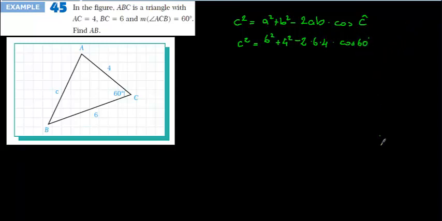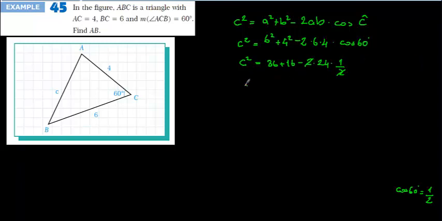Okay. What about cosine 60? What was the value for cosine 60? If you try to remember, it was equal to 1 over 2. If you count from up to down, 0 and 1, the second finger, and that's 60 degrees if you remember. c squared is equal to 6 squared, which is 36, plus 16 minus 2 times 6 times 4, which is 24, times 1 over 2.